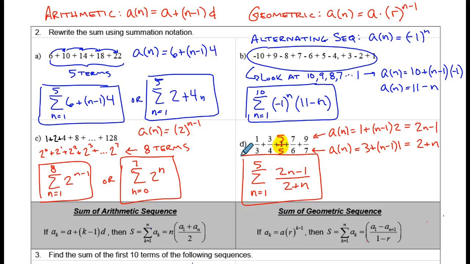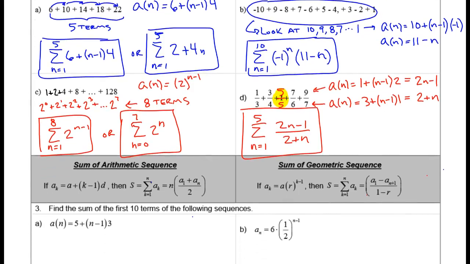Okay, folks, that's it for example 2. Let's jump down to example number 3.